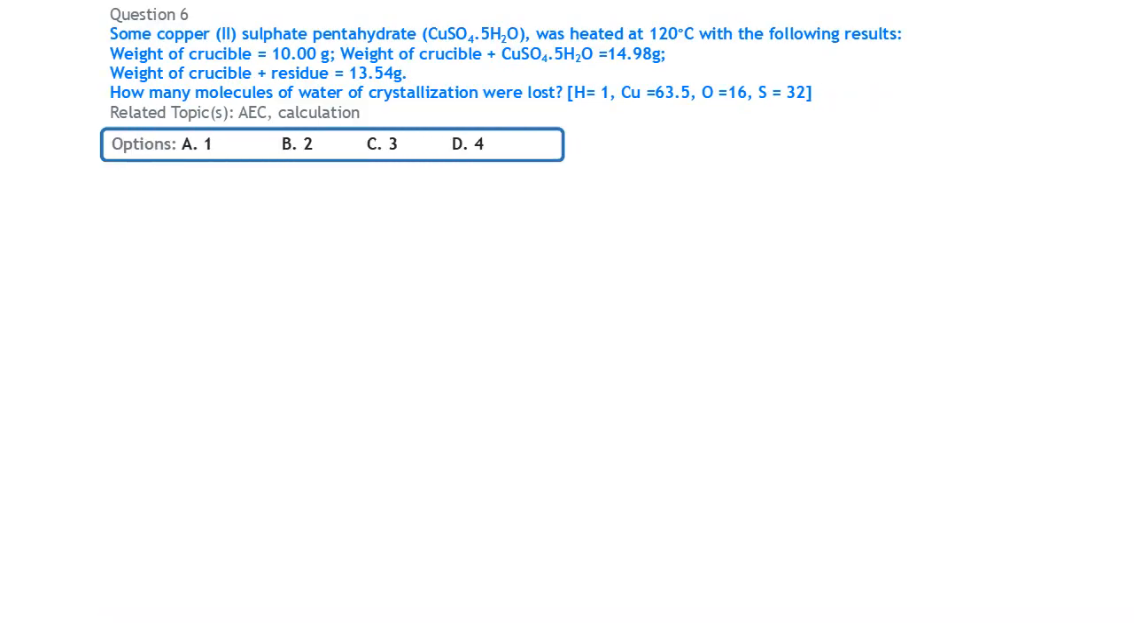Next question. Some copper 2 sulfate pentahydrate was heated at 120 degrees Celsius with the following results. The weight of the crucible is 10.0 gram. The weight of the crucible and the copper sulfate pentahydrate is 14.998 gram. The weight of the crucible plus the residue is 13.54 gram. How many molecules of water of crystallization were lost? And here we have the atomic masses of hydrogen, copper, oxygen, and sulfur.